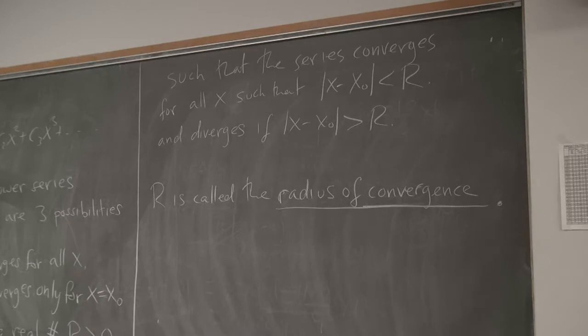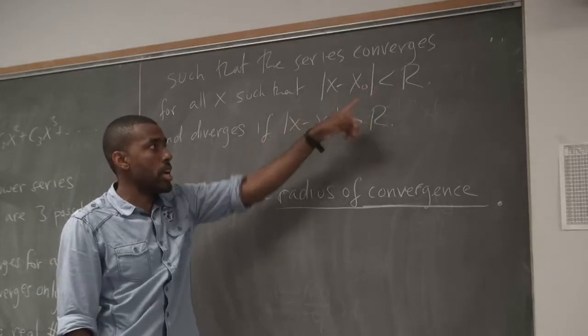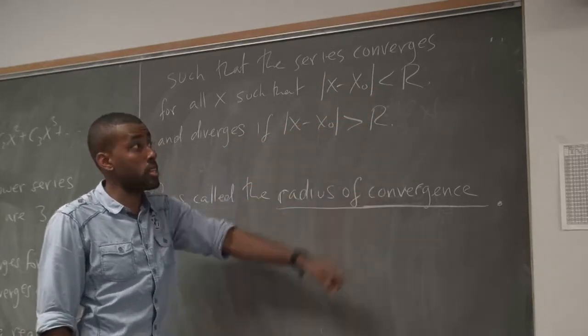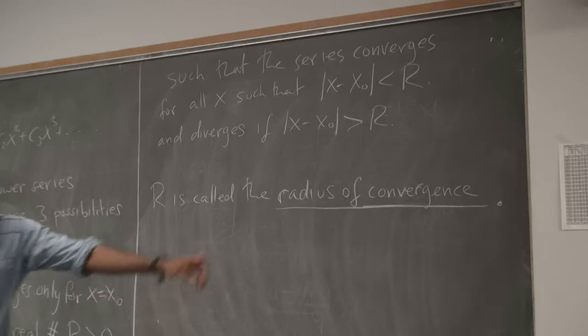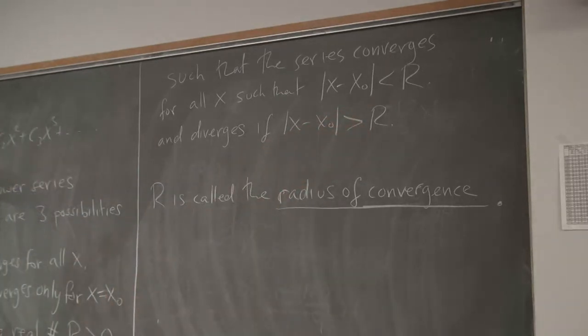So if you're given a power series, as far as convergence is concerned, there are three possibilities. It will converge no matter what values x takes on, or it will converge only if your x is equal to x naught, or there's actually an interval that it will converge on. It will converge on all x's within that interval, and will diverge for all x's outside of that interval, right? And half the length of this interval is called the radius of convergence.